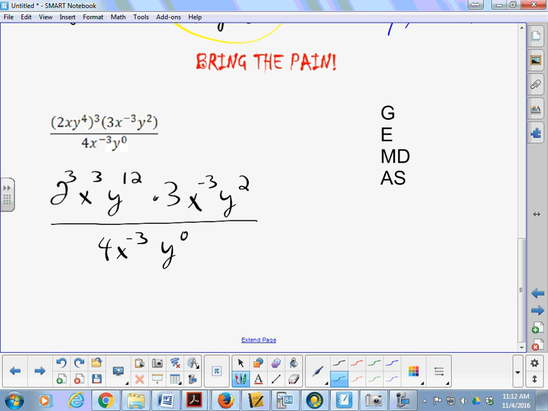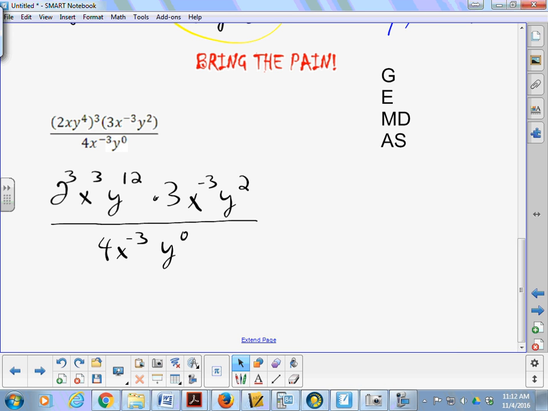All right, now, here's the thing. We have a couple different options of where we go from here. But we're going to simplify the numerator and the denominator first. Work with them as separate pieces. So we have 2 to the 3rd, which is 8. And 8 times 3 is 24. So we're going to do that multiplication first. So we have 24.